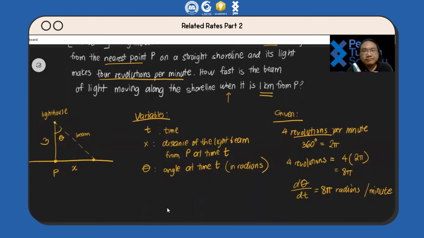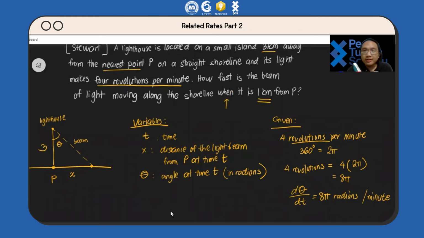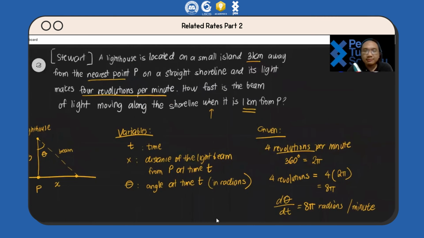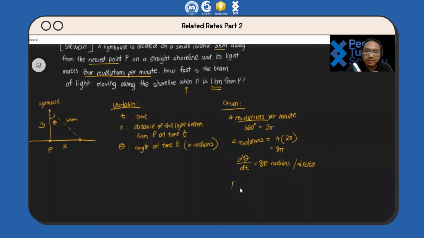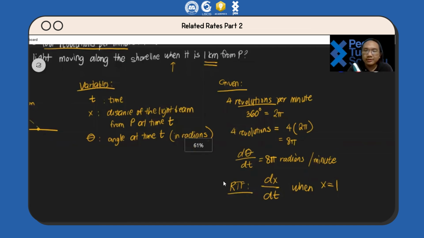Okay. Can we extract some other information from the problem? For now, it seems that this one is the only thing that can help us. So now let's proceed to the required to find. We want to find how fast the bee is moving along the shoreline. So that's dx/dt along the shoreline. x is the distance of the light beam from P at time t, which is the shoreline distance. So we want dx/dt when x is equal to 1, because we're talking about 1 kilometer.